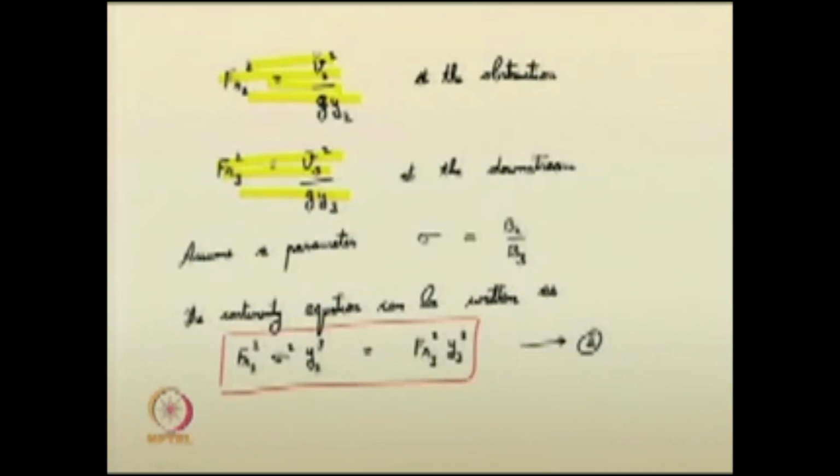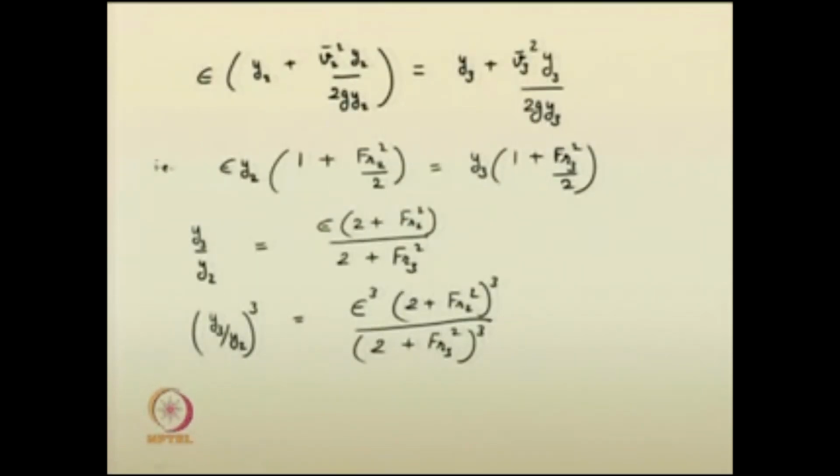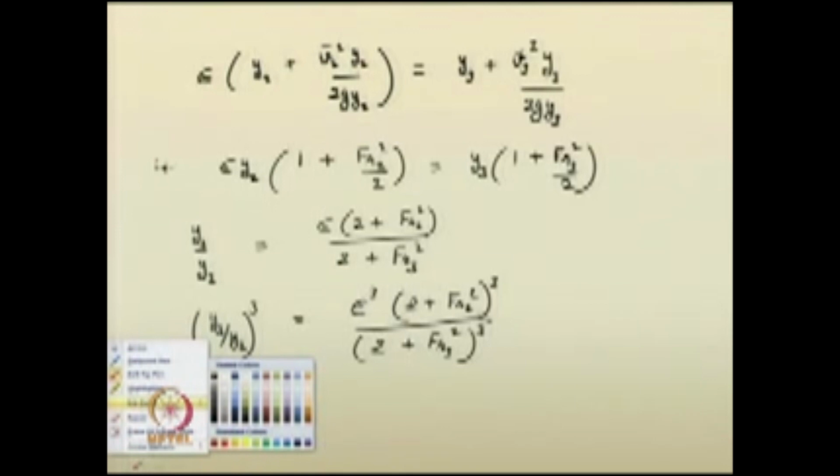Okay. So, Fr2 squared or (y2 by y3)... y3 by y2 whole cube is nothing but Fr2 squared by Fr3 squared into sigma squared. That quantity I can substitute now in that next question. Here I will just substitute it in that form.